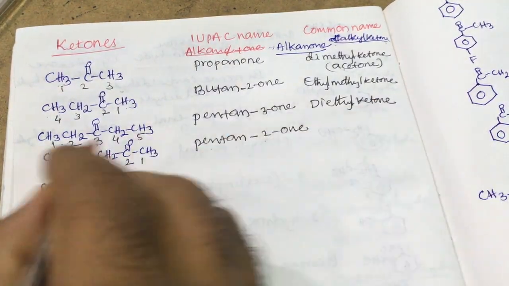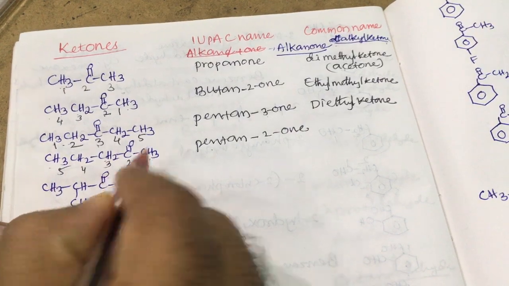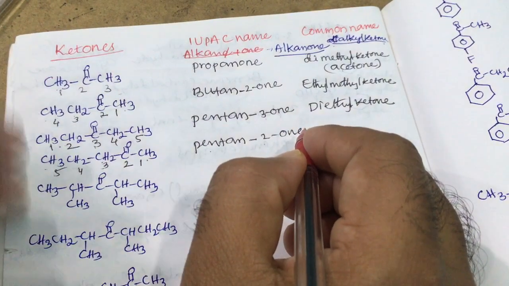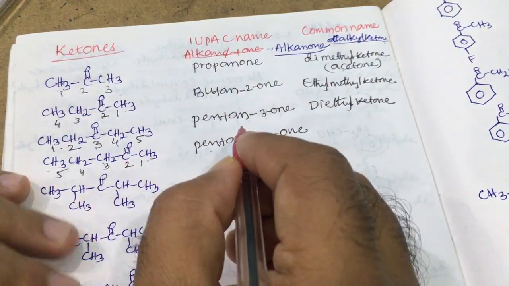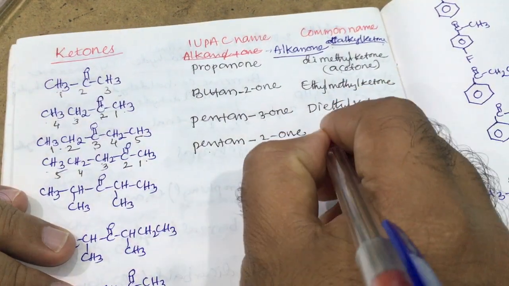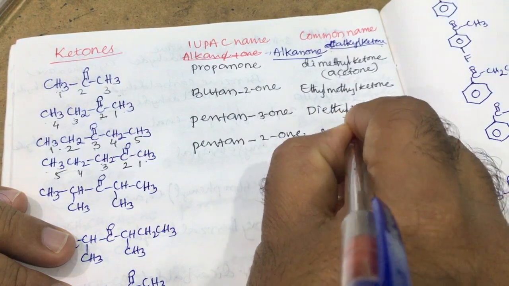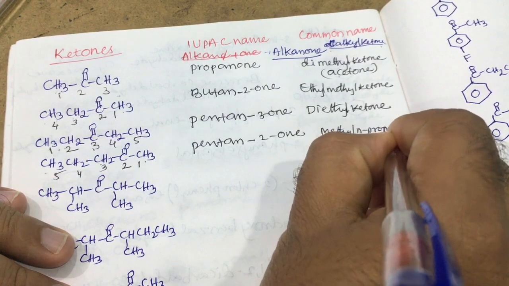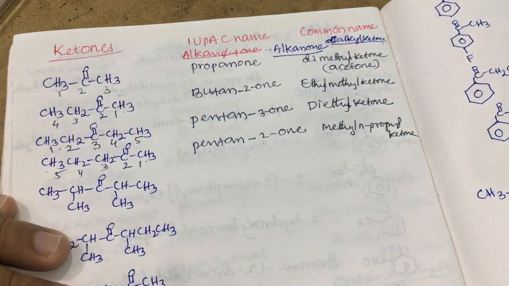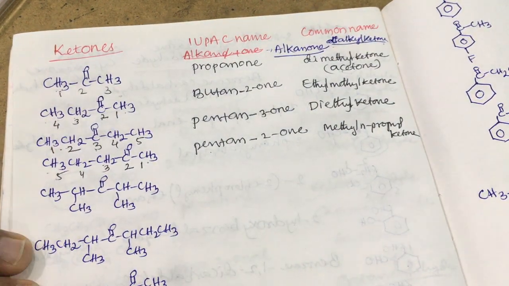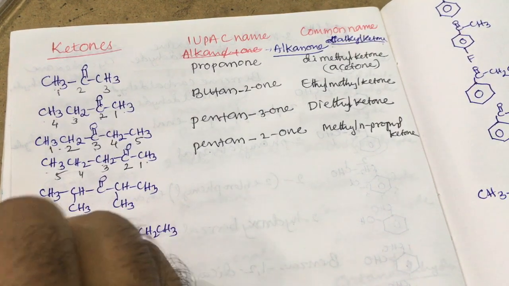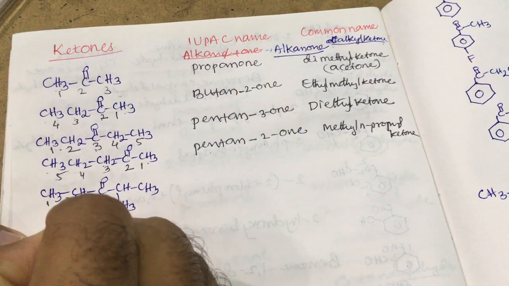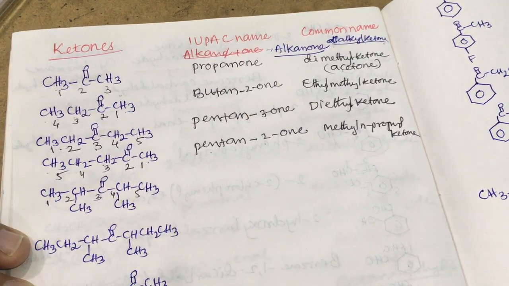Then what is the common name of this? This is n-propyl, this is methyl. The n is not considered here, only P is considered in alphabetical order. And here methyl, M and P. That's why M is first. That's why methyl n-propyl ketone.